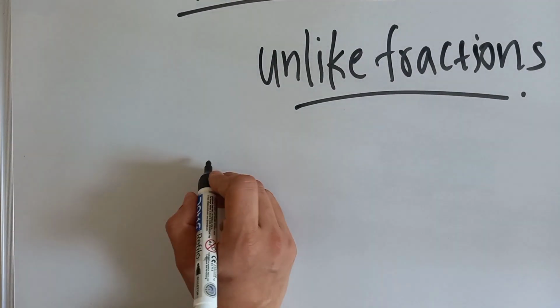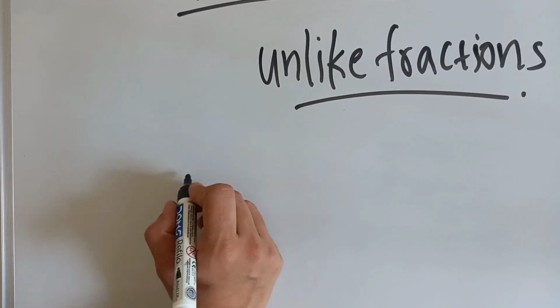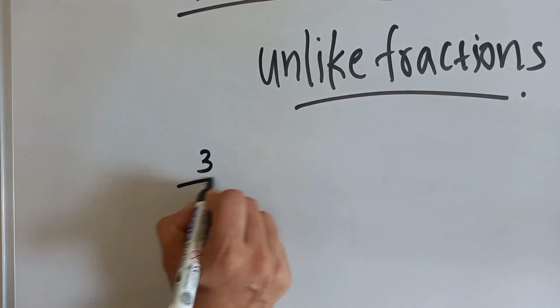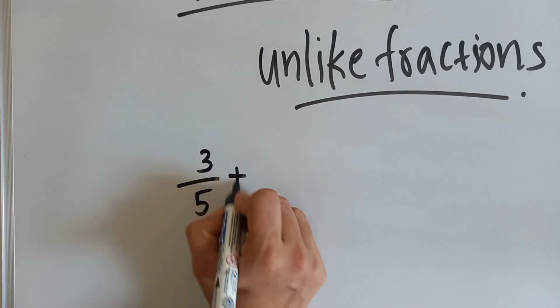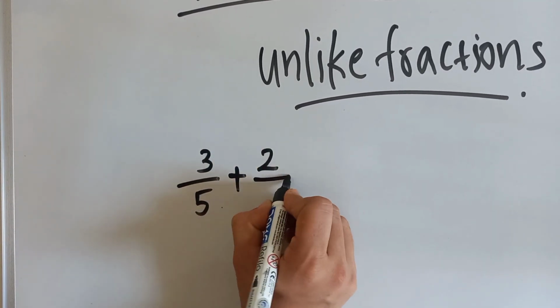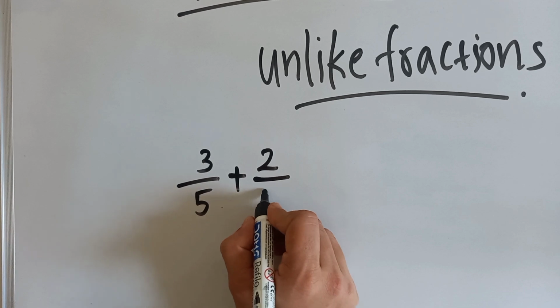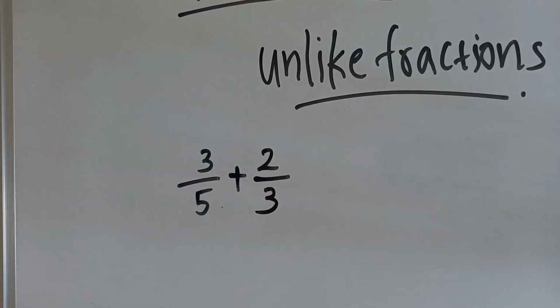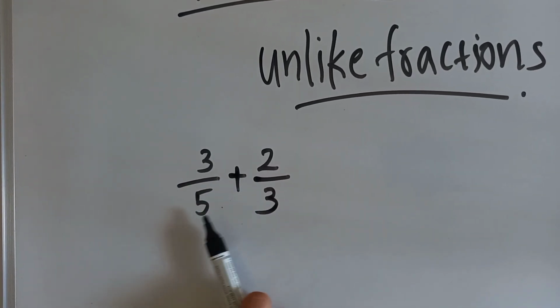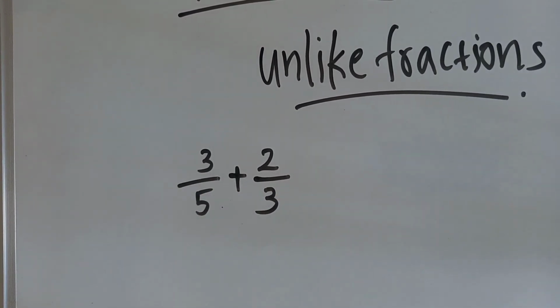Addition of unlike fractions. For that, first we can take one example: 3 divided by 5 plus 2 divided by 3. Here you can see the denominators are different. For the first fraction the denominator is 5, for the second fraction the denominator is 3. So you can't do it as like fractions. You can't just add the numerators like that.